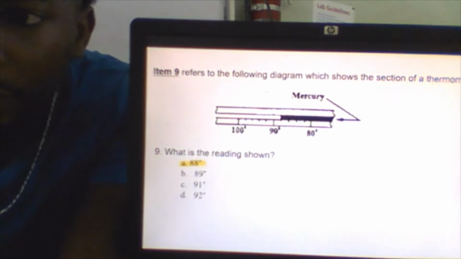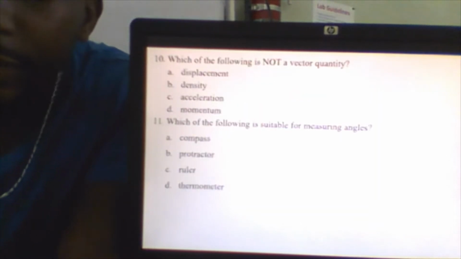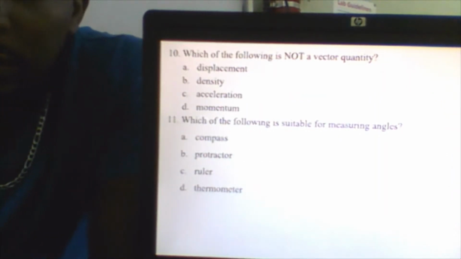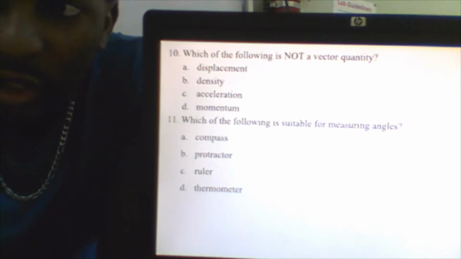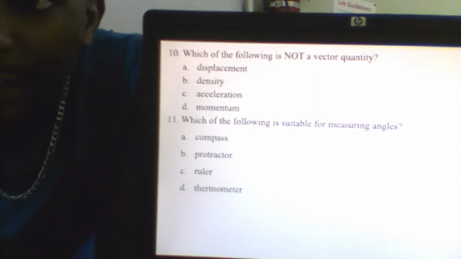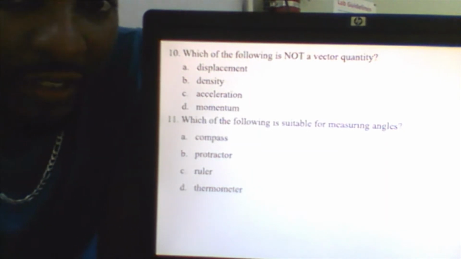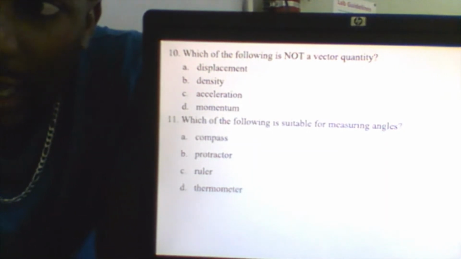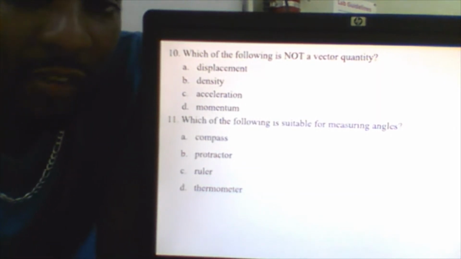Next question. All right, so this one says, which of the following is not a vector quantity, right? Now, you know that you have two different types of quantities. You have what is referred to as a scalar quantity, which is a quantity that has magnitude only, and then you have a vector quantity, which is a quantity that has magnitude and direction, meaning it has a number value and it goes in a specific direction.